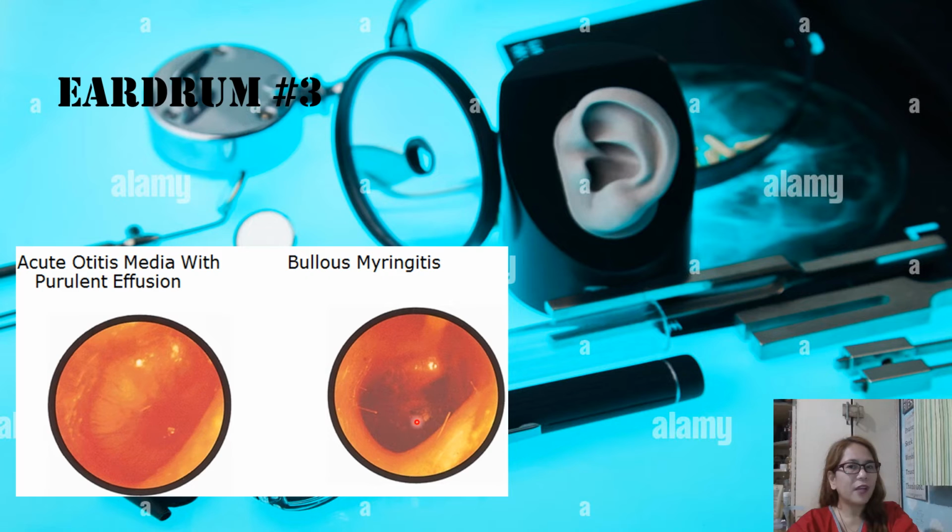So, another is the bullous myringitis. It is a viral infection characterized by painful hemorrhagic. So may kita tayong blood, no? Vesicles that appear in the tympanic membranes, the ear canal, or both.